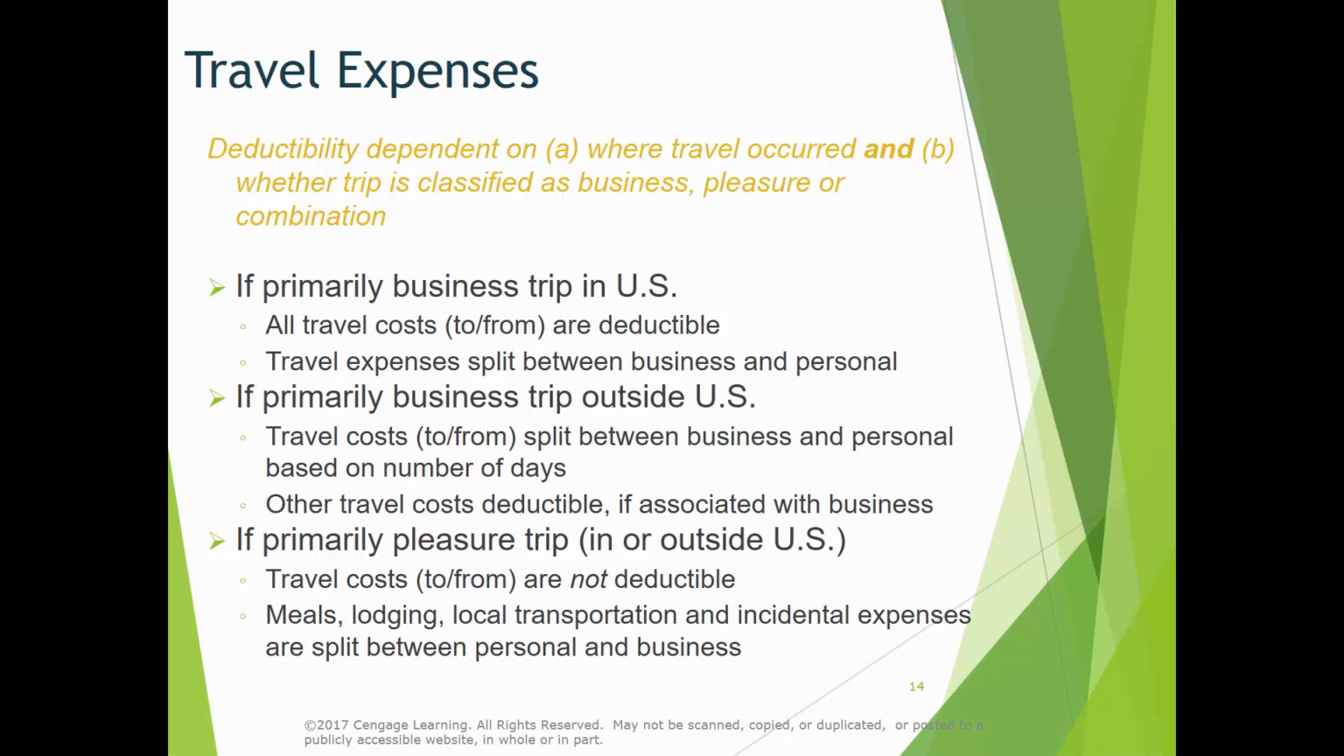In the second example, a primarily business trip, I was presenting at a conference in San Antonio. All my plane tickets are deductible and the allocable portion of my hotel and my meals and rental car and all that stuff. So 4/6. Right, I was gone 6 days, 4 in conference, 2 with my sister.